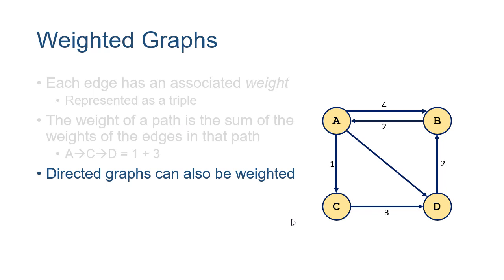So here's an example of a weighted directed graph. Again, the definitions are all the same. They just incorporate the fact that the edges are directed. And our triple is ordered now. So the edge from A to B has a weight of 4, but the weight of the edge from B to A has a weight of 2.